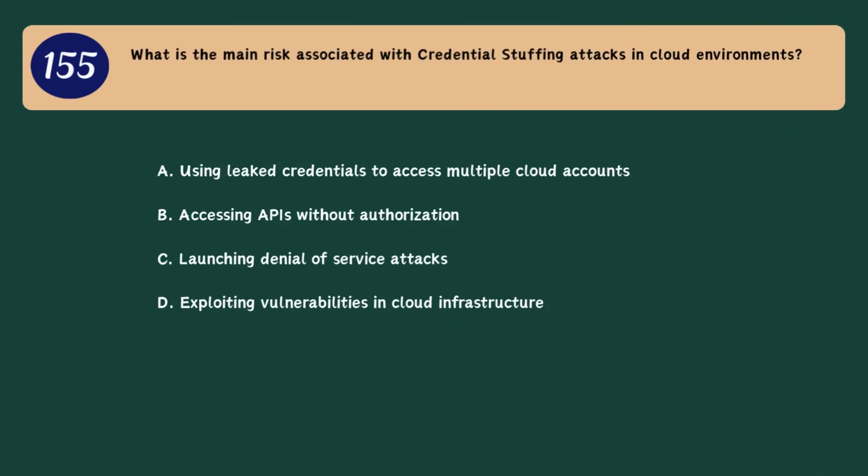Question 155. What is the main risk associated with credential stuffing attacks in cloud environments? A. Using leaked credentials to access multiple cloud accounts. B. Accessing APIs without authorization. C. Launching denial of service attacks. D. Exploiting vulnerabilities in cloud infrastructure.